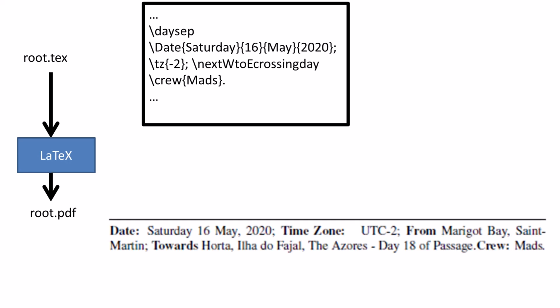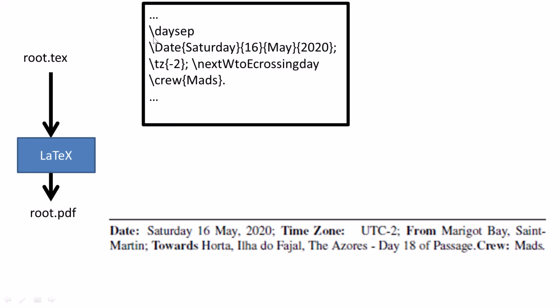So here is a piece of the logbook at the bottom in PDF. You see the header from Saturday 16th. And on top here you see part of root.tex. So this is a file. Think of this as a file. And somewhere deep in that file there are these 4 lines.